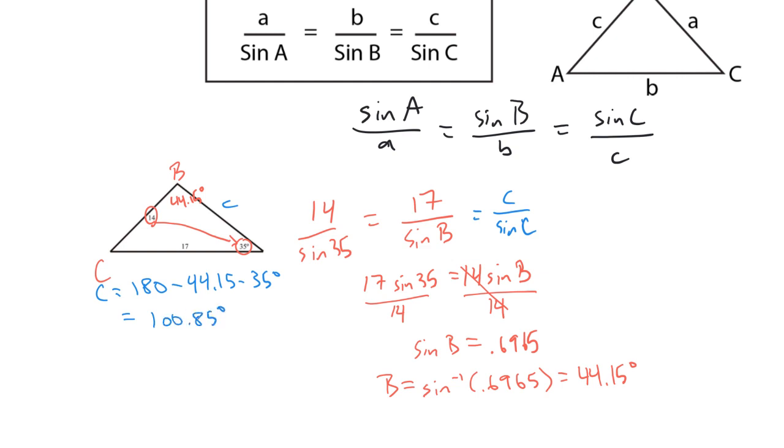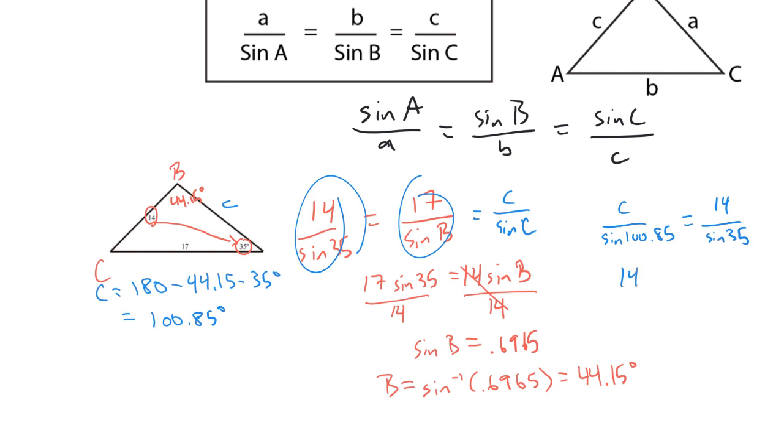And now I can go ahead and set this up again, where C over sine of 100.85 is equal to, and you can choose either of these two. I prefer to use the original information. That way there was no rounding and I can just be a little bit more accurate. So we know that 14 times sine of 100.85 is equal to C times sine of 35. And when I divide, I will get the measure of the length of side C.